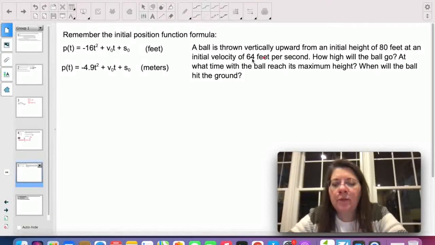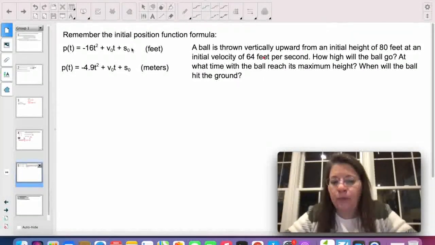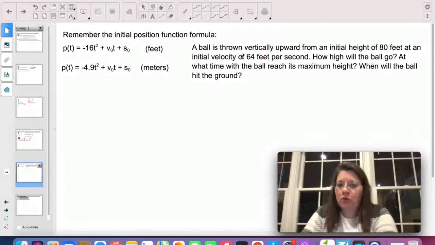So couldn't we just plug the 64 directly into the function for v sub 0? And couldn't we just plug in the height for s sub 0 of 80 and have our equation that we're looking for? Now, why does this work? Well, they've basically given you two ordered pairs.